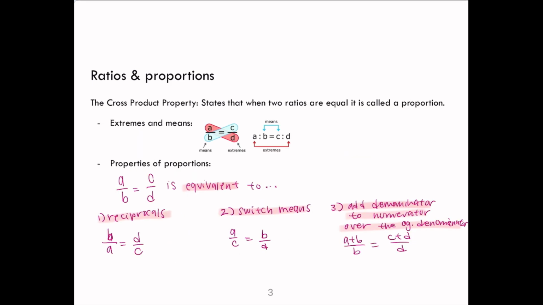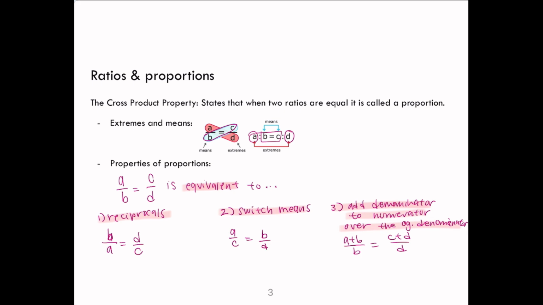Okay, so the cross product property states that when two ratios are equal, it is called a proportion. A proportion has extremes and means. In the blue right here, those are the means, and in the red are the extremes. And when it's written in the colon format, the first and the last values are the extremes, and the two inside values are the means.